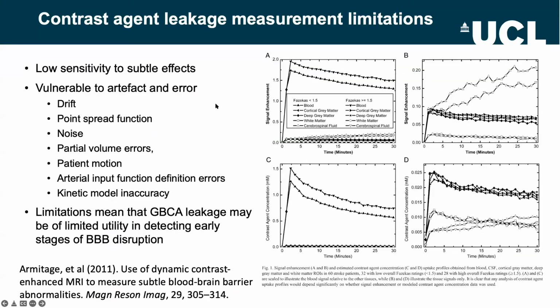Okay, so before moving on, that's the first bit of my talk, just summarising what's possible with DCMRI, which is, let's call it, the old-fashioned way of measuring blood-brain barrier breakdown. Do we have any questions before I move on? I think there's one in the chat.